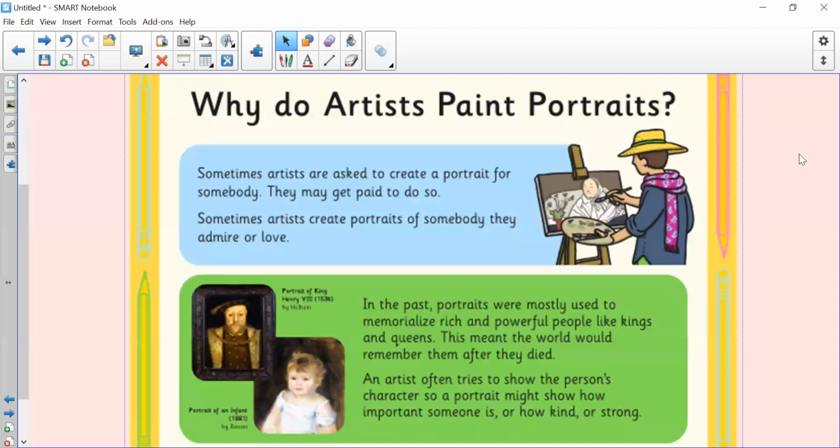In the past, portraits were mostly used to memorialise rich and powerful people, like kings and queens. This meant the world would remember them after they died. An artist often tries to show the person's character, so a portrait might show how important someone is, or how kind or strong. And here's a portrait of Henry VIII. A portrait of an infant.